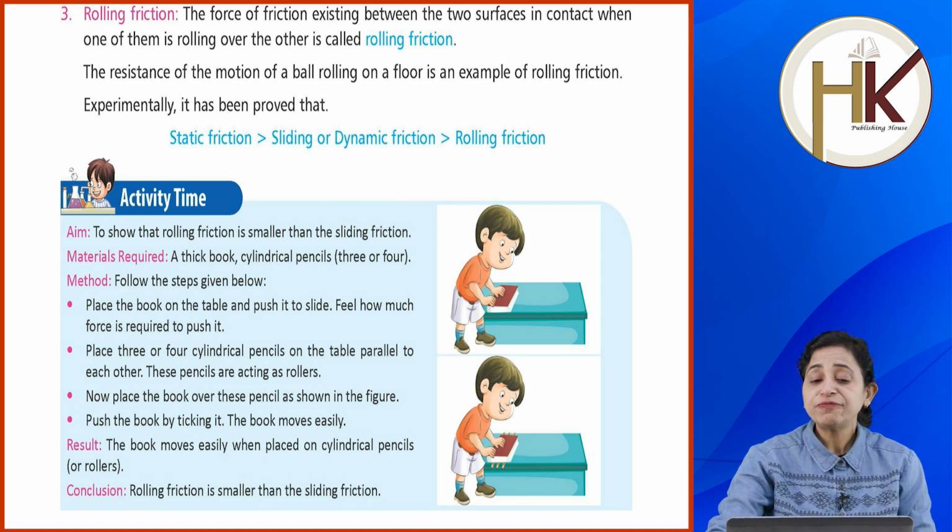Place 3 or 4 cylindrical pencils on the table parallel to each other. These pencils are acting as rollers. Now place the book over these pencils as shown in the figure. Push the book by touching it and the book moves easily. Result: the book moves easily when placed on cylindrical pencils or rollers. Conclusion: rolling friction is smaller than sliding friction.